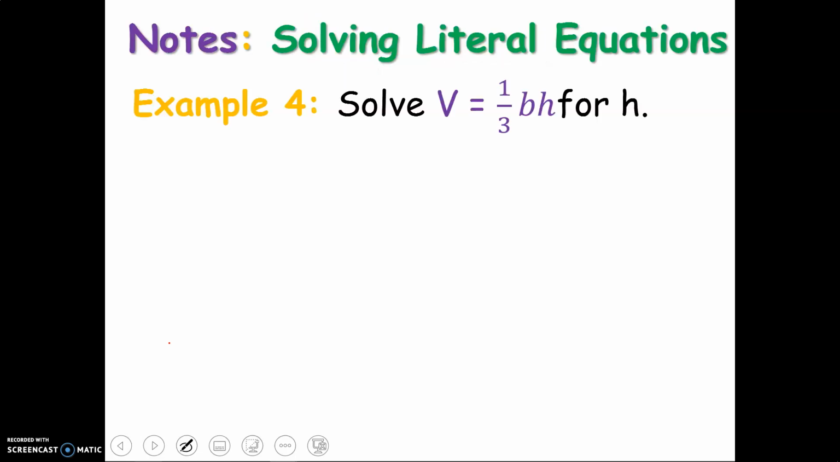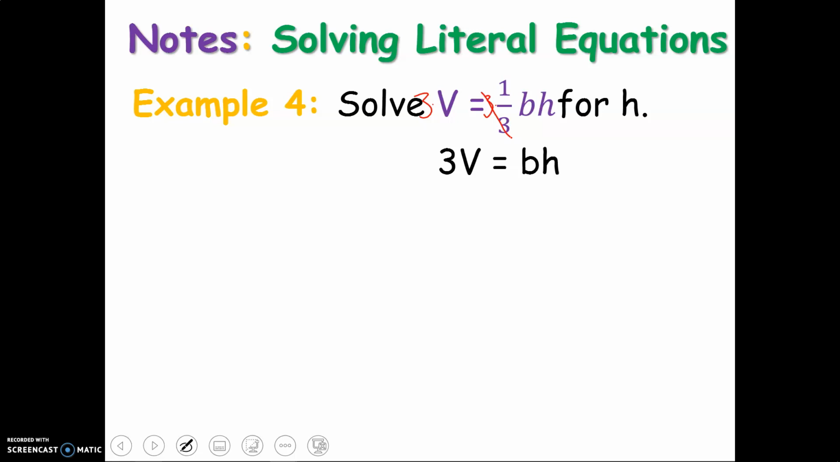Last example. Solve V is equal to 1/3 base times height for h, height. Okay, we'd like to get h by itself. Right now, we see that there is a 1/3 being multiplied, but we also know multiplying by 1/3 is the same as dividing by 3. So we can get rid of this 1/3 fraction by multiplying both sides of the equation by 3. So we put times 3 in front of both. On the left, we get 3v. On the right, we get 3 times 1/3, or 3 divided by 3, which becomes just 1. So 3v is equal to base times height, or bh.